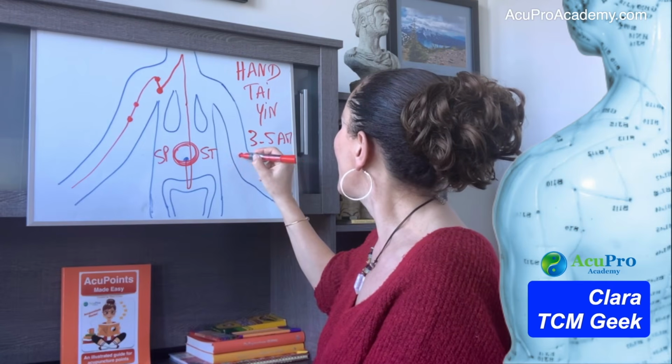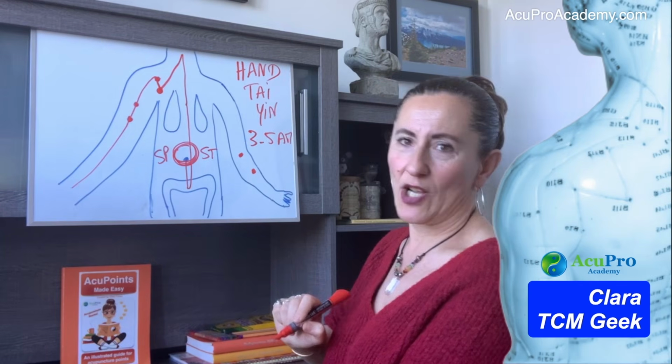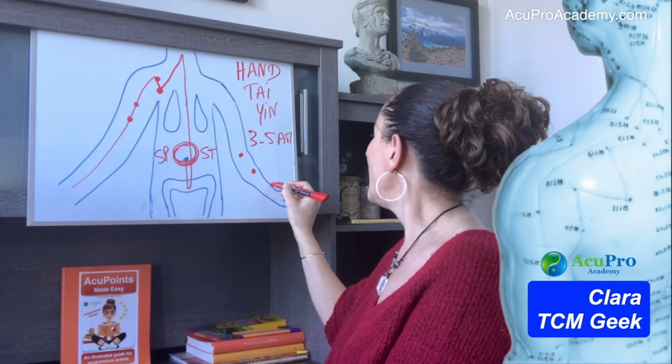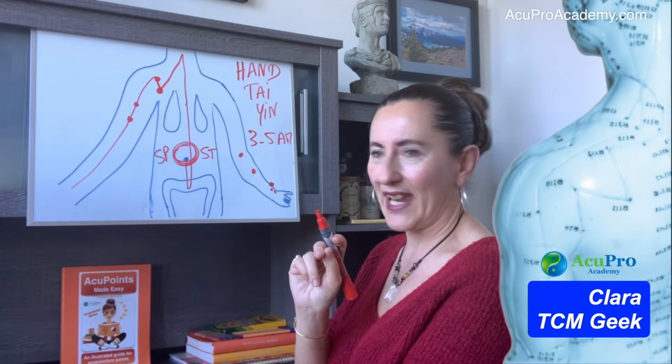I will look at locations in detail after. I'm just going through the pathway of the meridian. Then it gets to the elbow, which is Lung 5. On the forearm, we have Lung 6. Lung 7 is closer to the wrist. And then we have 8 and 9, both at the wrist area.